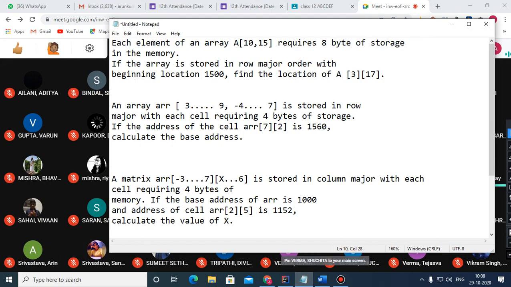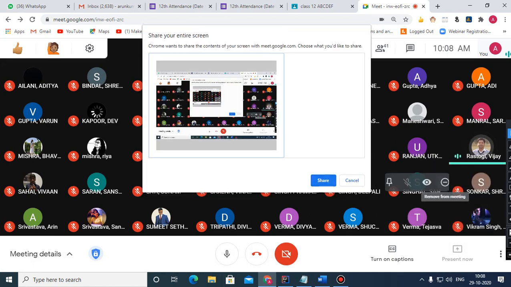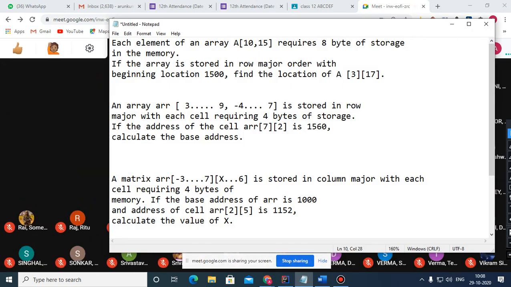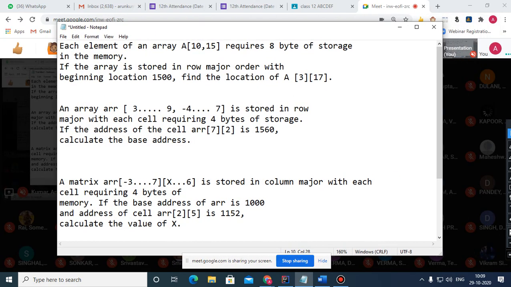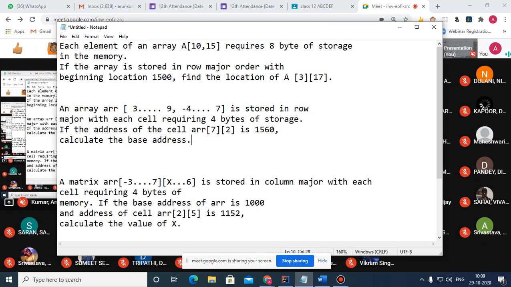Okay. Address calculation. I'm just going to provide them a few questions. I hope that they know the formula and all. Now, children, on the screen there is a question. The first question is, each element of an array A(10, 15) requires 8 bytes of storage in memory. If the array is stored in row major order with beginning location 1500, find the location of A[3][17]. Please try to solve this.